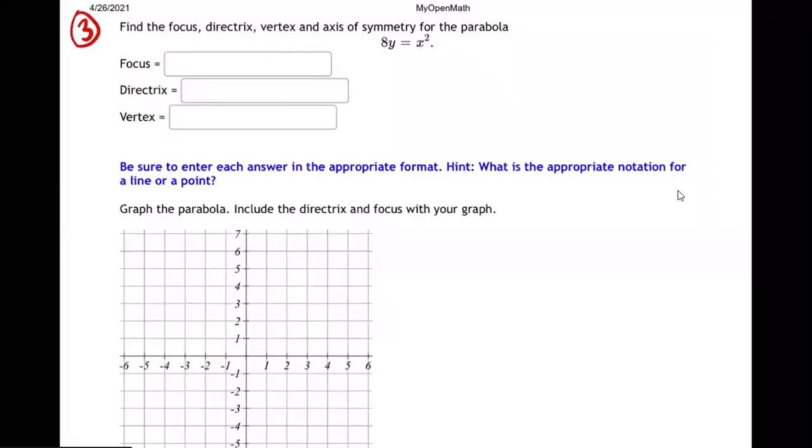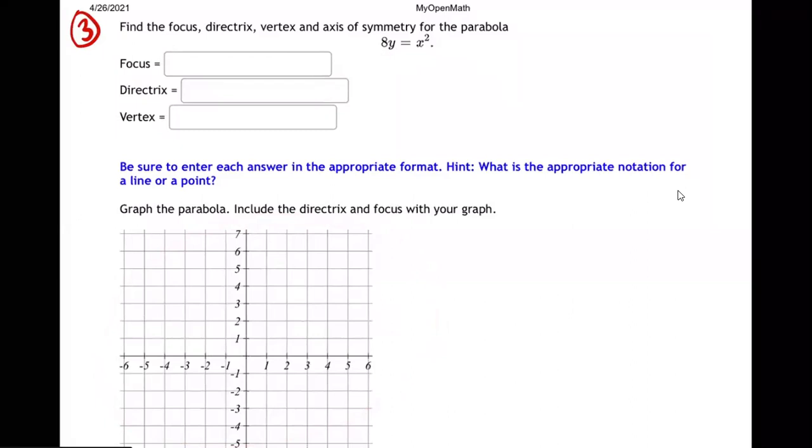Okay, so they're giving us this equation, 8y equals x squared. And they want us to find the focus, directrix, vertex, and graph the thing. Okay, so how are we gonna do it?